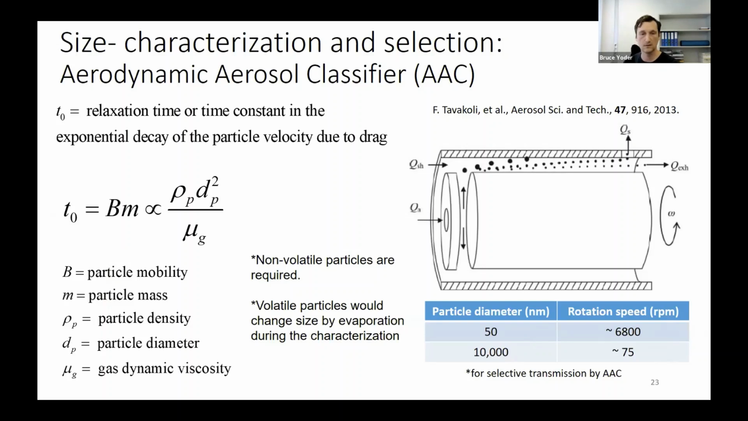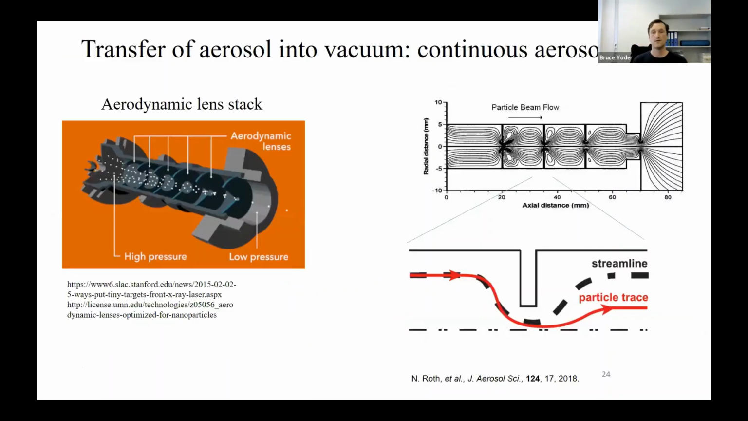So the generation and classifying methods that we've been talking about take place in the laboratory at pressures of around 1 bar. The aerosol can be transferred to vacuum where attosecond light pulses and electrons propagate. One way to bridge the pressure gap between the lab and your high vacuum, if you want to use it, which you probably do, is to form a beam of the particles with an aerodynamic lens stack, shown here, for example.